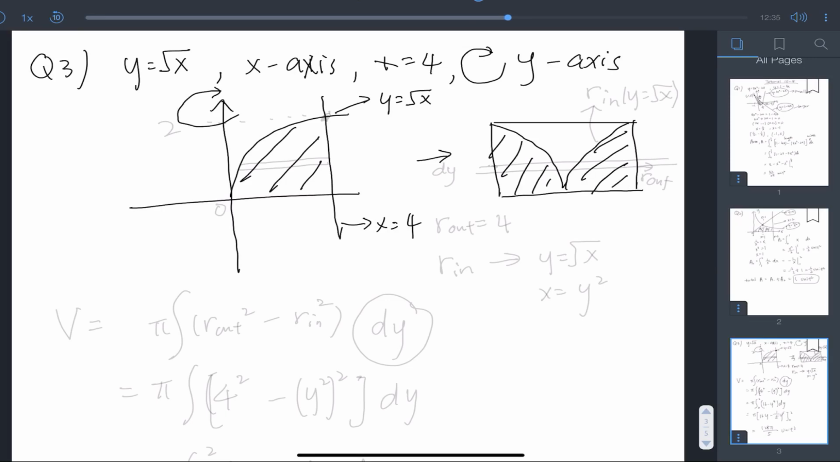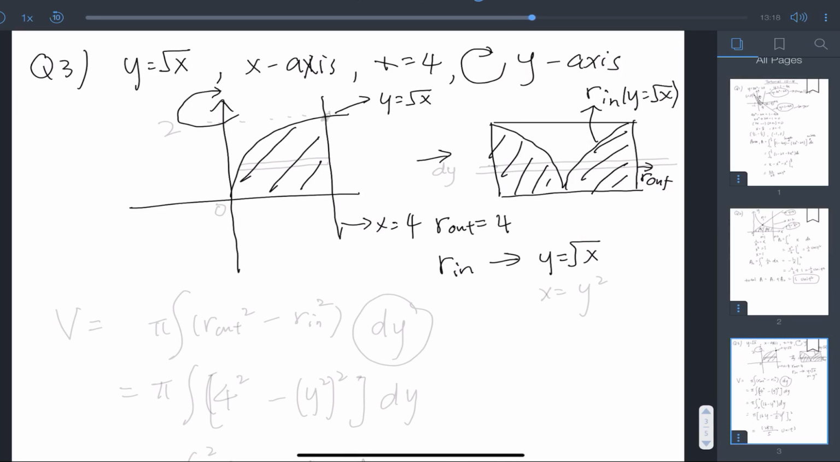The hollow is here. So in this cylinder, what is the outer radius? This is the outer radius, and this is the inner radius. The outer radius is constant. So what is the outer radius? R out is constant, equals 4. How about the inner radius? Inner radius varies with this function y equals square root x. So this is the inner radius.